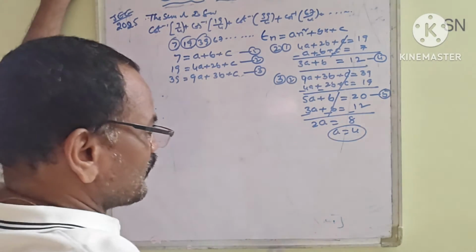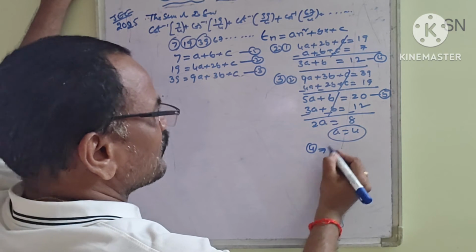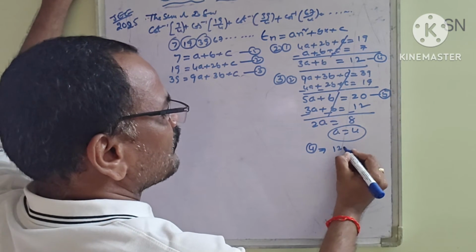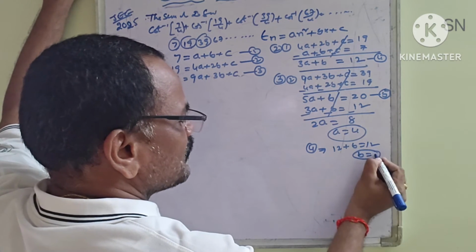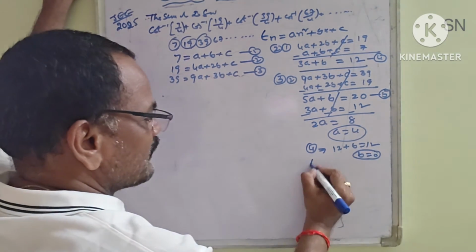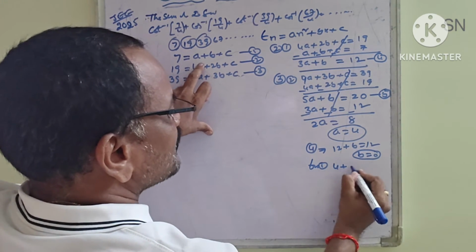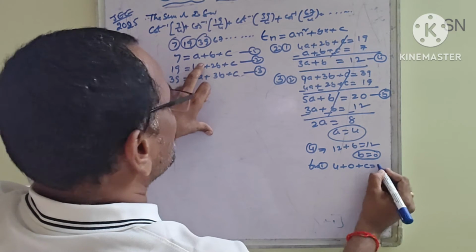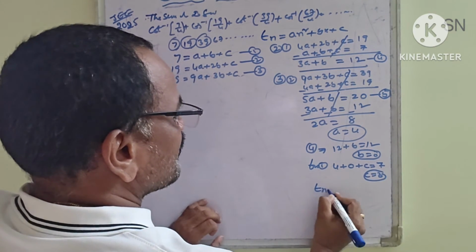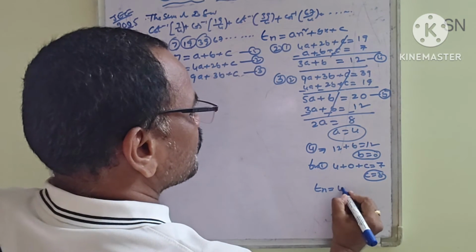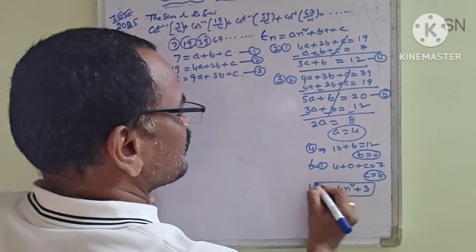Now a is equal to 4. From equation 4, 3a is 12, 12 plus b is equal to 12. Now b is equal to 0. Now from equation 1, a means 4 plus 0 plus c is equal to 7, c is equal to 3. Now what is Tn? An square plus c, now 4n square plus 3. So this is the nth term.